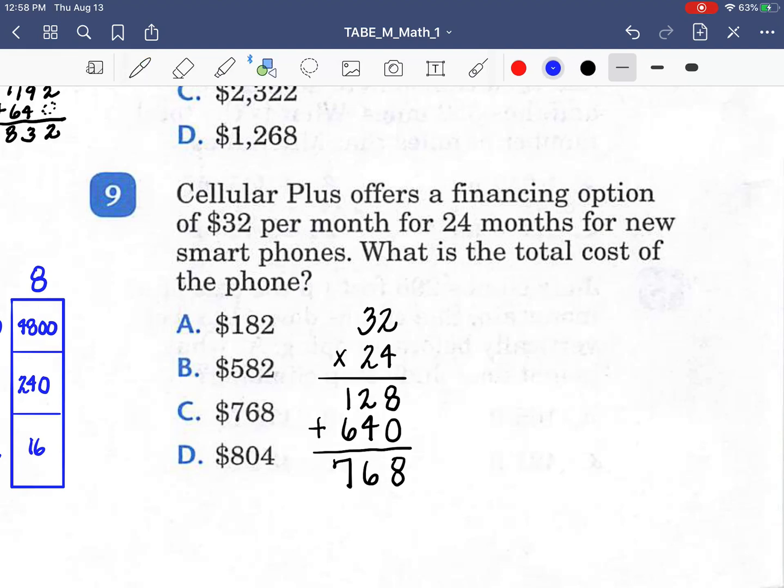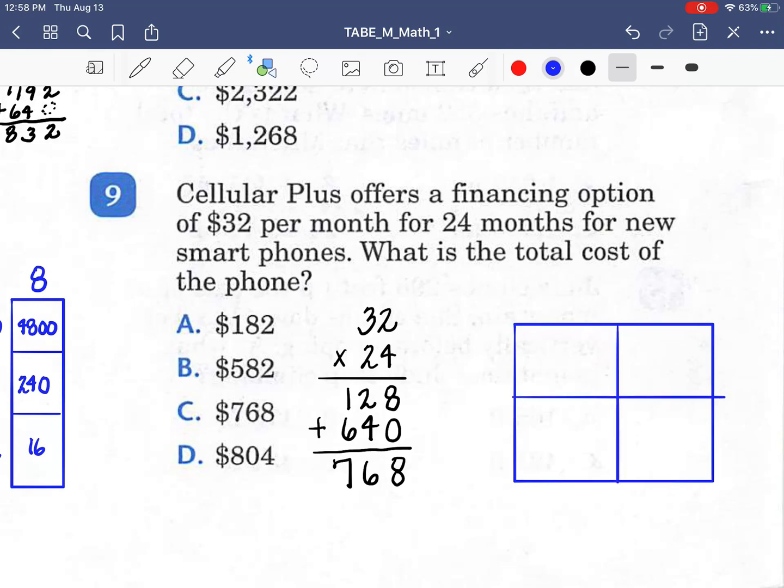If you want to use the area model, you have 2 numbers in each of your factors. In this one you have a 30 plus a 2. In this one you have a 20 plus a 4. And we are supposed to find the partial products. So 3 twos are 6 with 2 zeros. 3 times 4 is 12 with 1 zero. 2 twos are 4 with 1 zero. And 2 fours are 8 with no zeros. So add up your partial products.